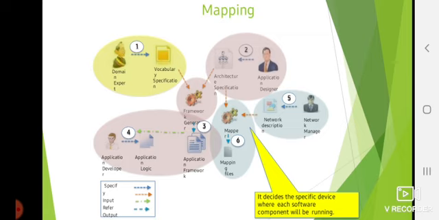The fifth step is that the network manager specifies the network description, and the mapping consists of the architecture specification and network description. Both are combined in mapping, which then outputs the mapping files. The mapping decides the specific device where each software component will be running.